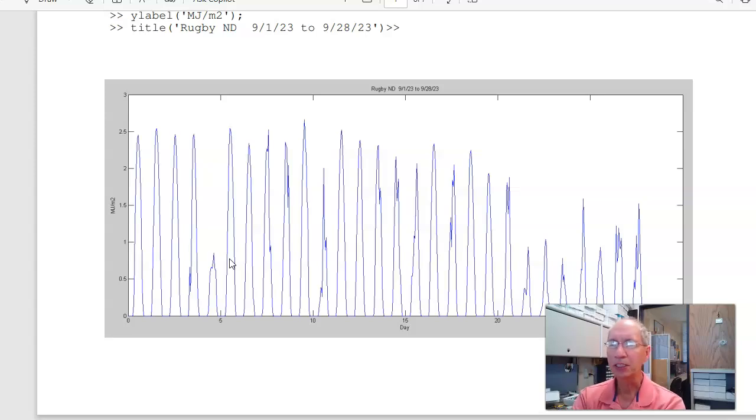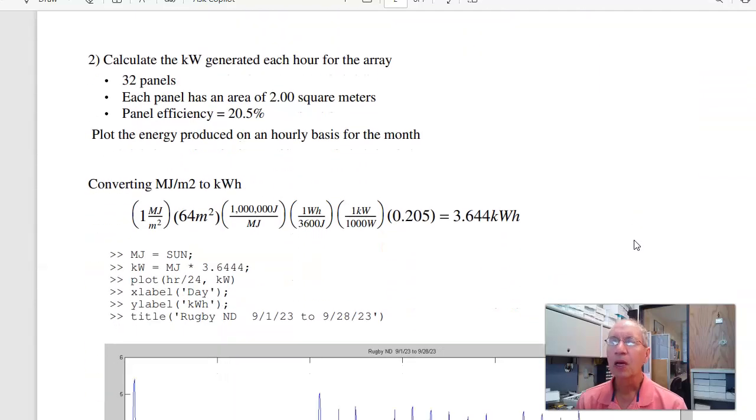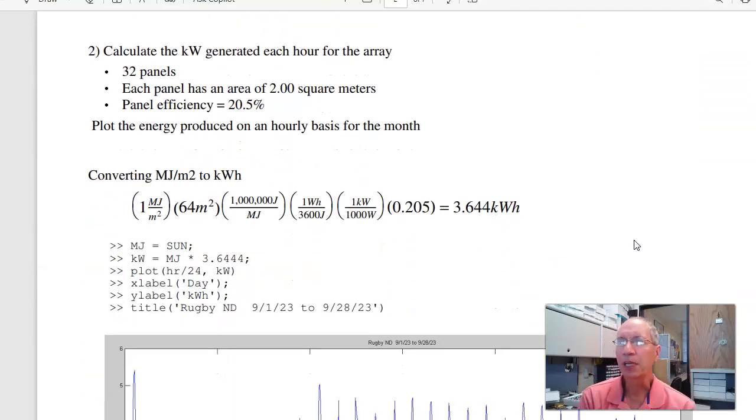That's the solar intensity in Rugby, North Dakota from September 1st, 2023 to September 28th, 2023. Okay, it's actually probably 2024, but whatever. I got the solar radiation data for, I guess, 4 weeks. Once I have that, I can start doing some analysis.